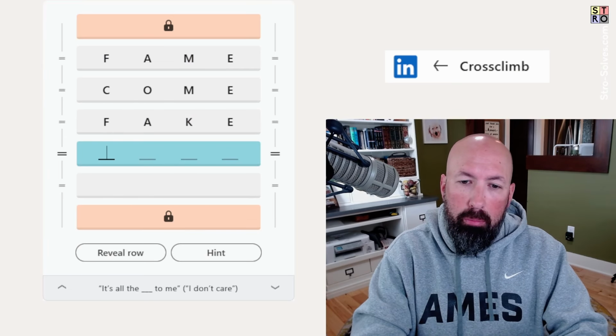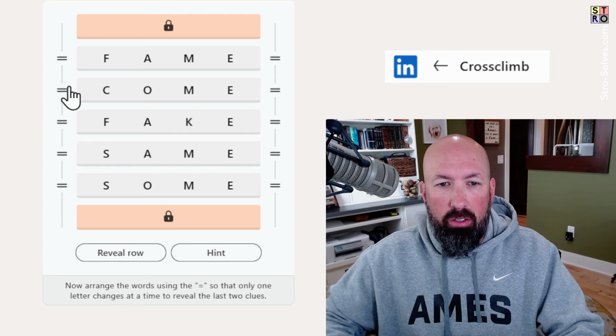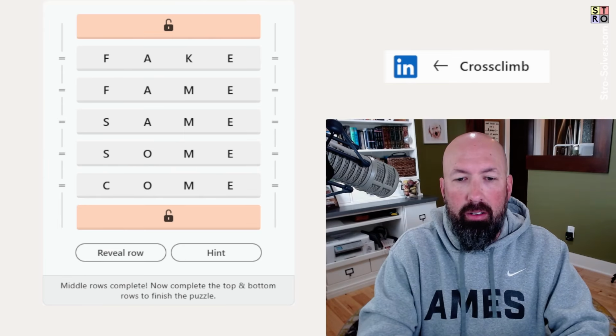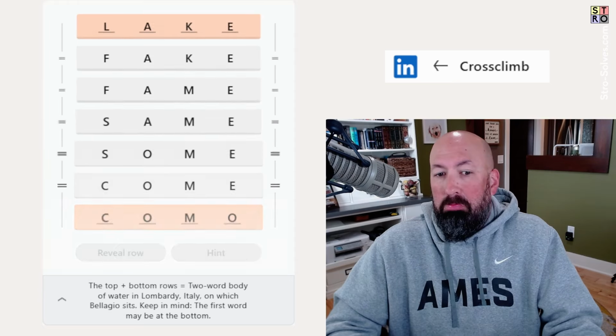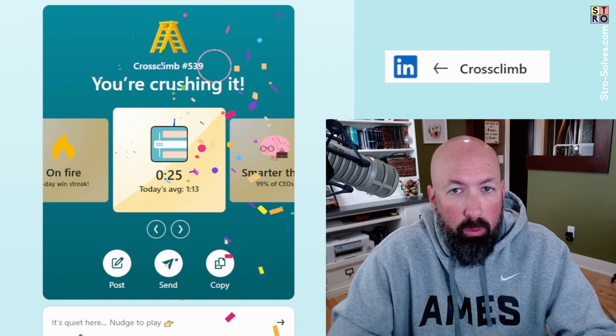It's all the blank to me, same to me. A few, some. So let's go that way, and then fame and fake. Okay, top and bottom are 2-word body of water in Lombardy, Italy, on which Bellagio sits. Well, it's got to be some sort of Lake Como. There we go. I wasn't sure where Lake Como was, but I've heard of Lake Como, and it fit with the word ladder. So there we go.